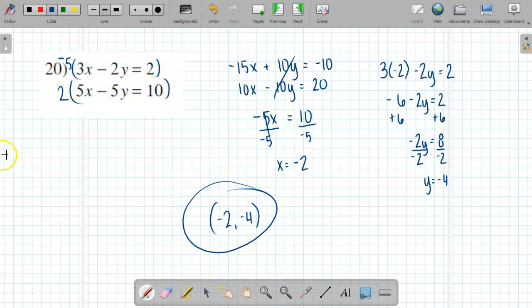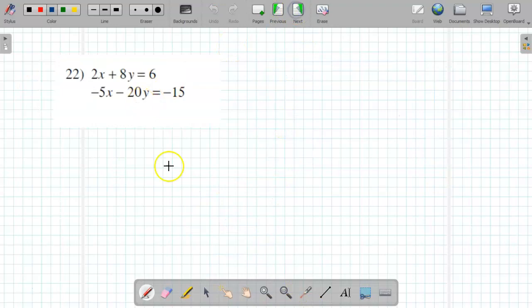Okay, we're going to do another problem here. We've got 2x plus 8y equals 6, and negative 5x minus 20y equals negative 15. So this is another example where we're going to have to multiply both equations. In this particular case, I think it's a little easier to get rid of the x's because the numbers are a little smaller here.